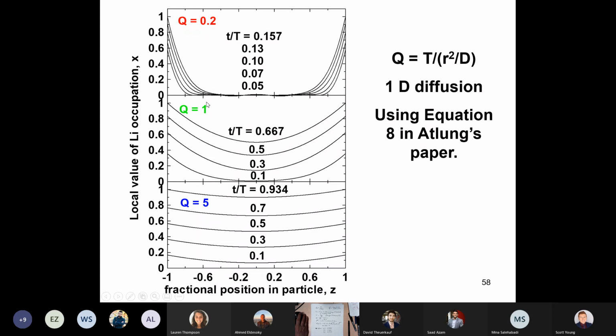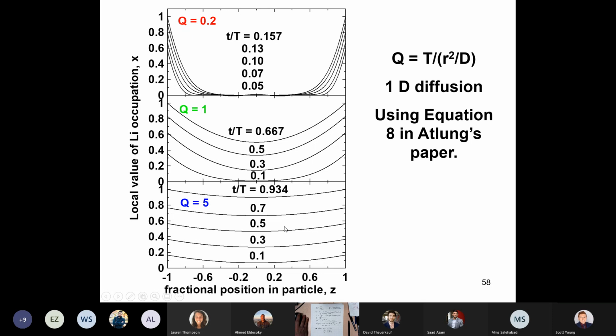All right, so what we're working on here is plotting the local value of the lithium occupation, X. In Atlong's paper, that's big X. Here I'm just calling it small x. And this is for a slab. So this is the fractional position in this slab-like particle. So this would be the right surface of the slab over at 1, and the left surface of the slab at -1. And this is the coordinate Z, right?